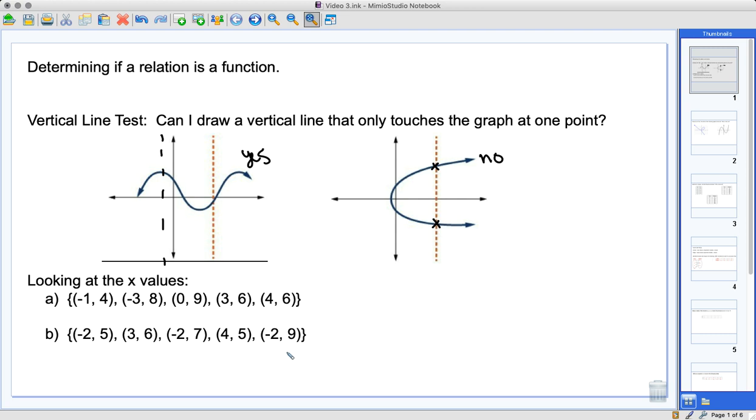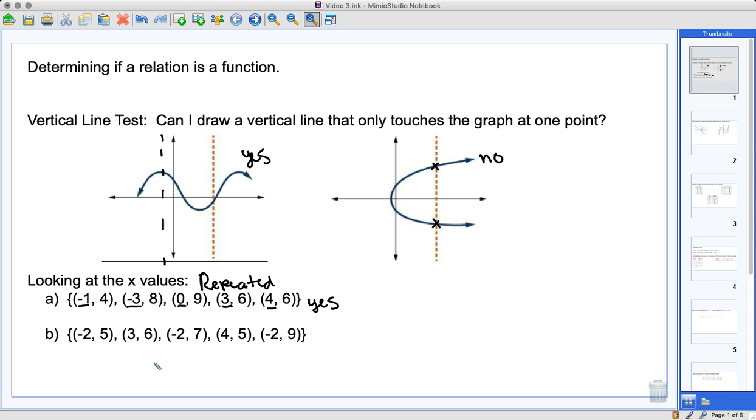The second way that you can tell is if you look at your x values. Okay, so we are looking for a repeated x value. We're not even really worried about the y values at all. So I'm going to underline my x values in all of these points over here. So I've got -1, -3, 0, 3, and 4. None of those repeat, so this would be a function.